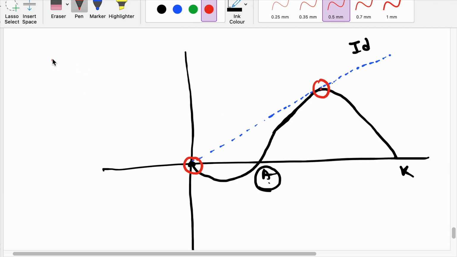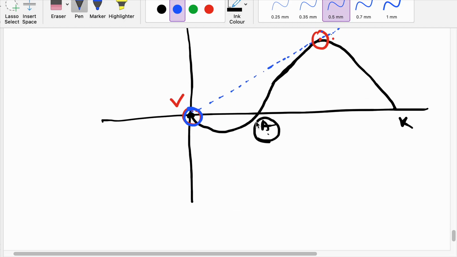Now suppose I always consider r greater than 1. If r is greater than 1, or whatever r we choose, you will find that this fixed point is stable and this fixed point is unstable. Suppose this fixed point is stable and this fixed point is unstable.